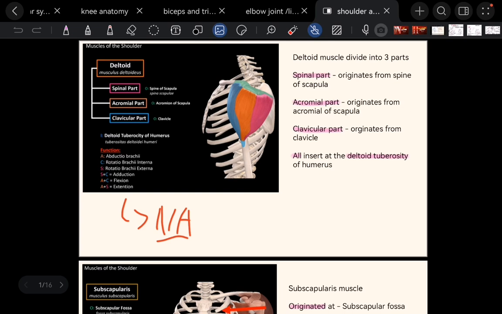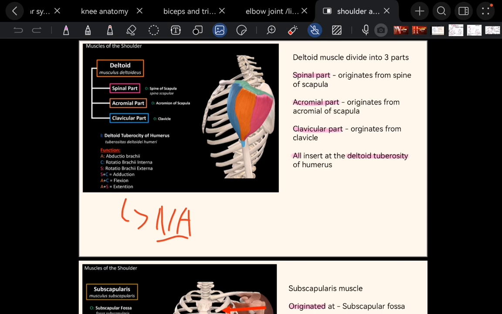Hi guys, in this video we're going to talk about the muscles of the shoulder, their origin and insertion points, and functions. We're also going to talk about the bursae, tendons, and ligaments as well.